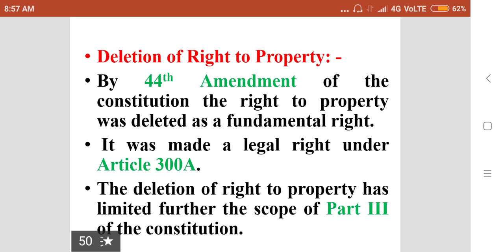Deletion of right to property is another criticism of fundamental rights. By the 44th Amendment of the Constitution, the right to property was deleted as a fundamental right. So it was made a legal right under Article 300A. The deletion of right to property has further limited the scope of Part 3 of the Constitution.